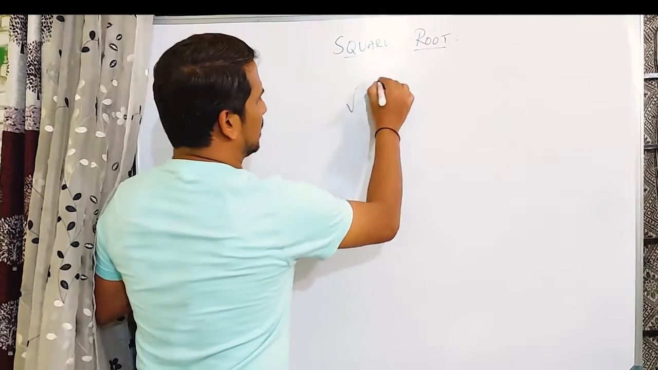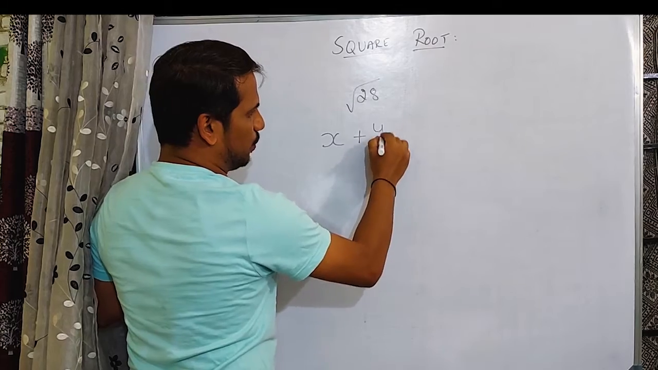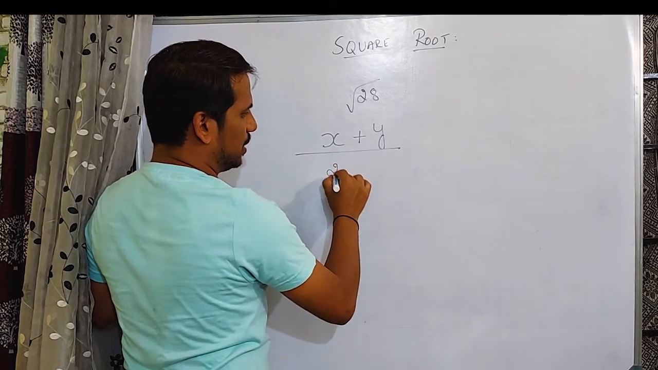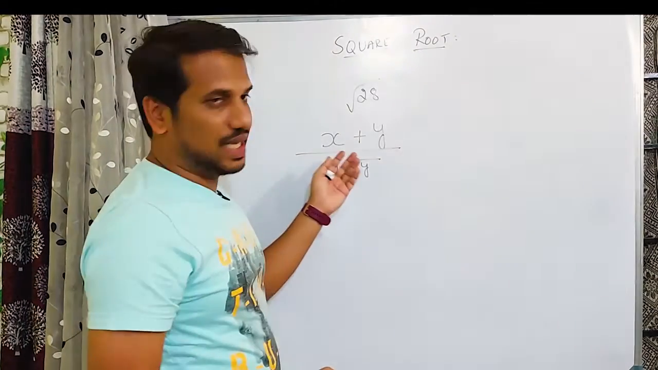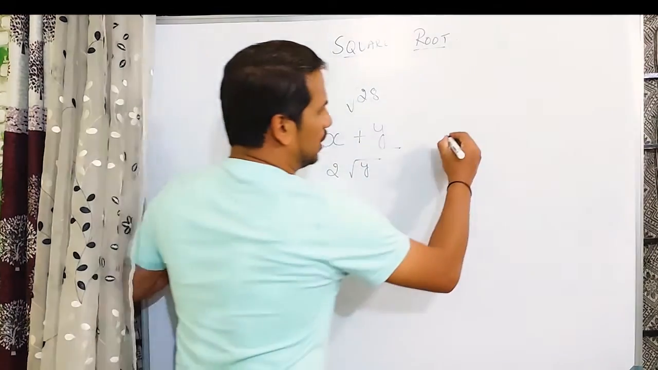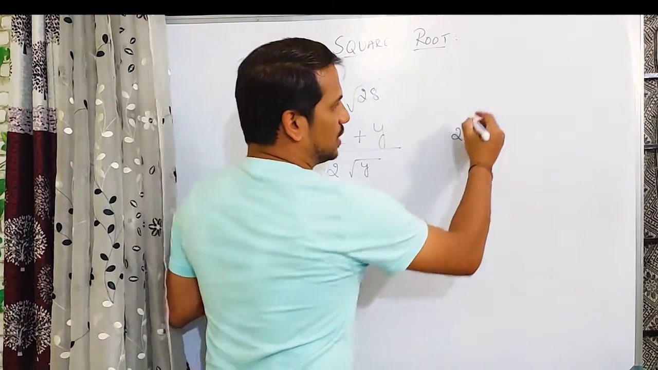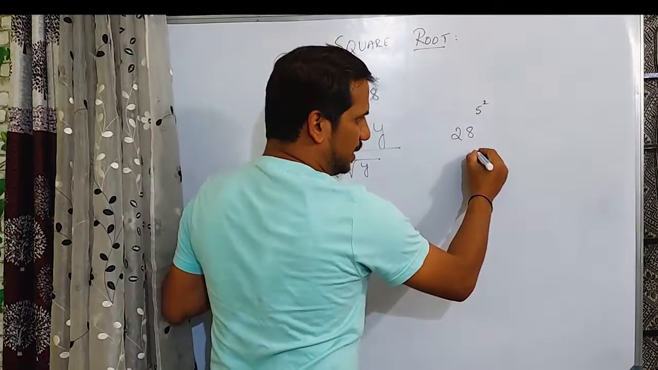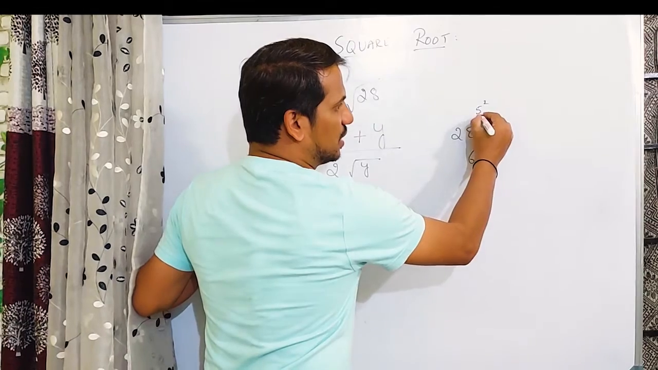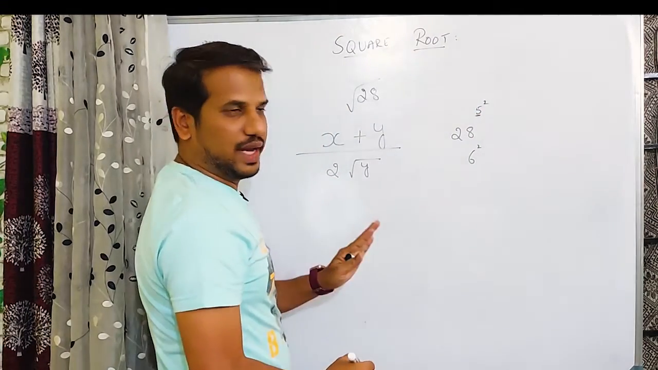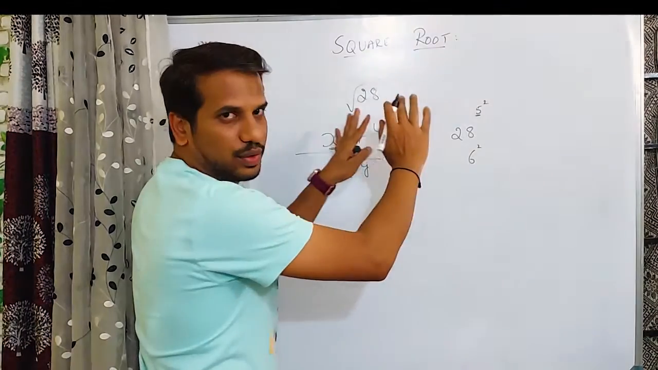So let's take this example itself, 28. Now the formula is x plus y divided by 2 root of y. Now you might be thinking, what is x and what is y? Simple. 28 resides between two squares, which are 5 square and 6 square. Am I right? Now let's consider this as y. Now what is the value of x? X value is nothing but this value, that is 28.